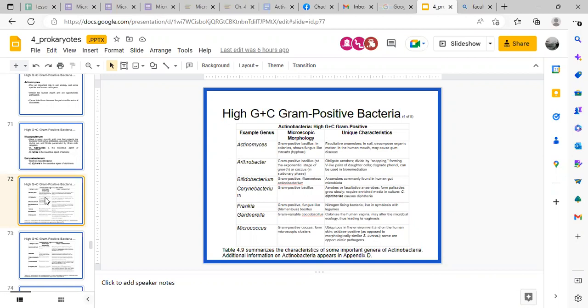And another genus is Micrococcus. This is ubiquitous in the environment and on the human skin. This is oxidase positive, meaning they produce the enzyme oxidase, to differentiate from Staphylococcus aureus. Some are opportunistic pathogens.